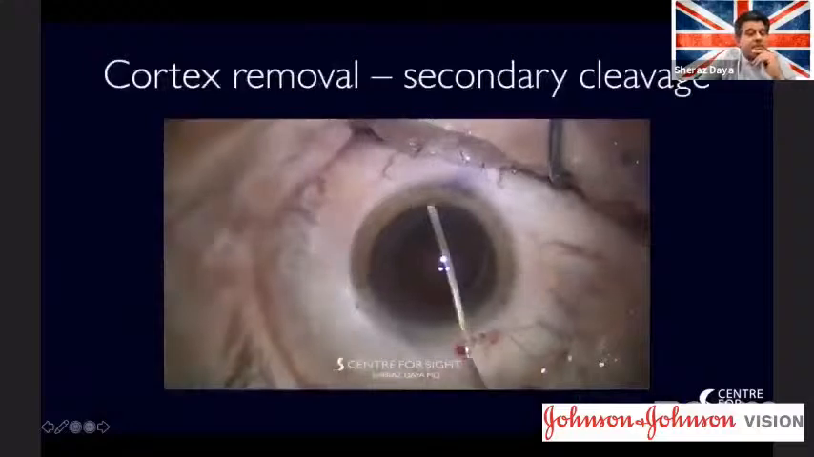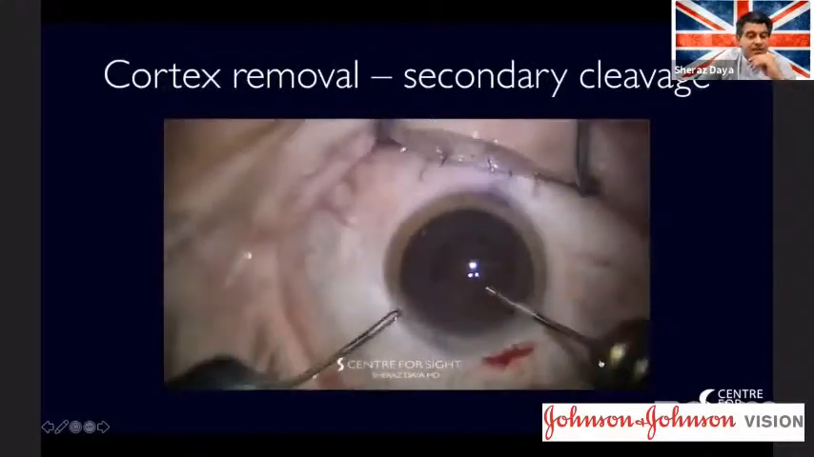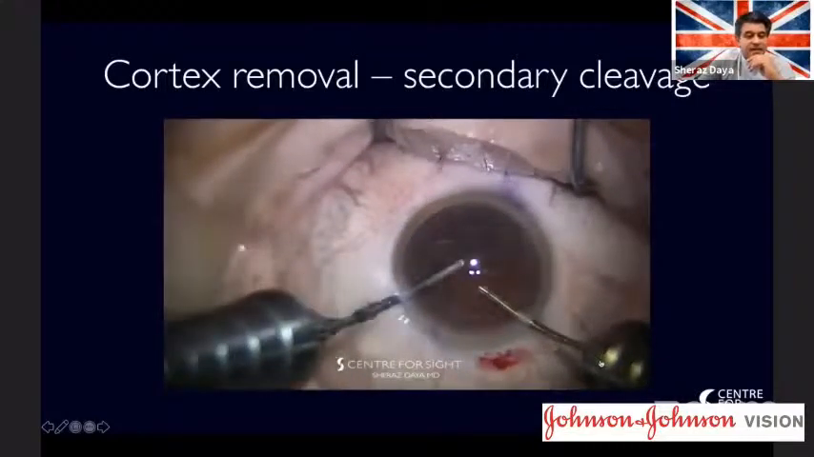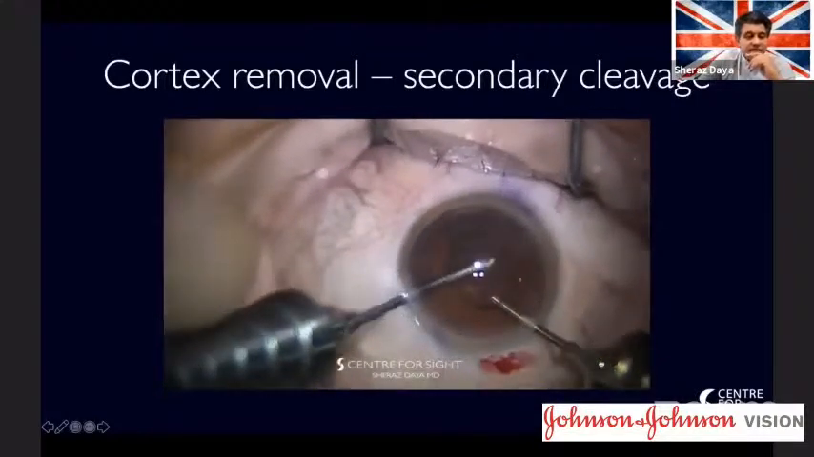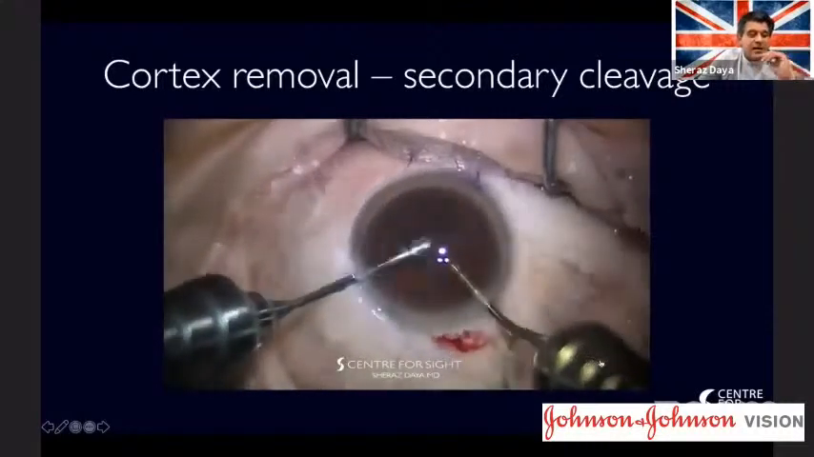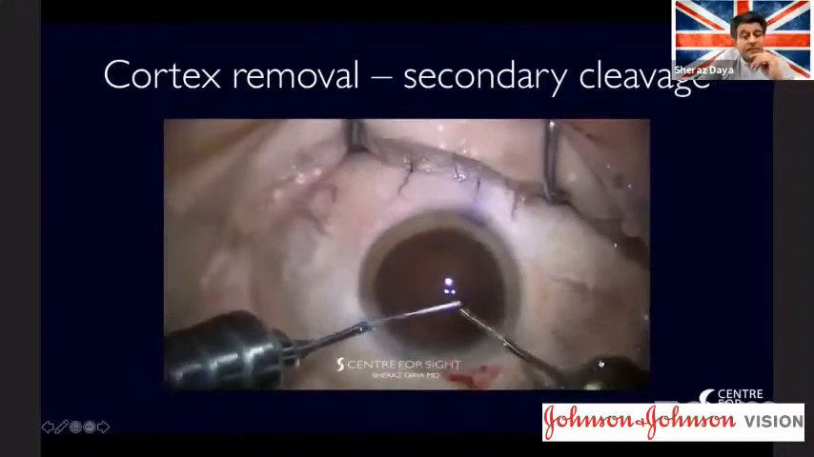This is just a cortical cleavage to help irrigate our cortex and make it a lot easier to remove during femtosecond laser cataract surgery. And it makes the whole process very, very rapid. So the time in the eye is a lot less using some of these little maneuvers that deviate a little bit from conventional cataract surgery.